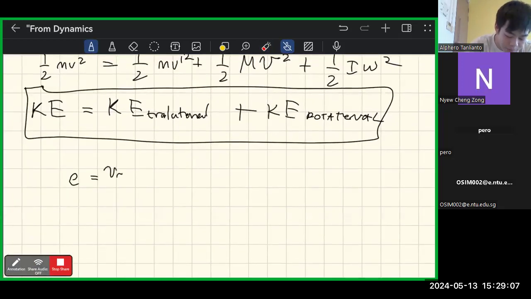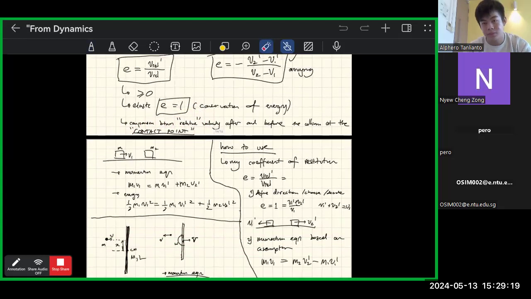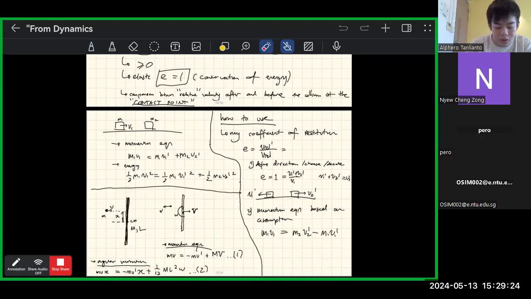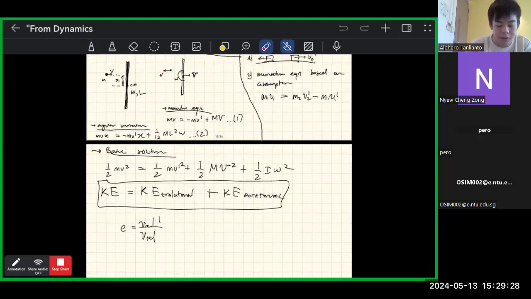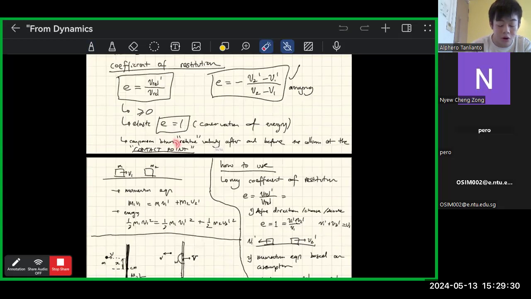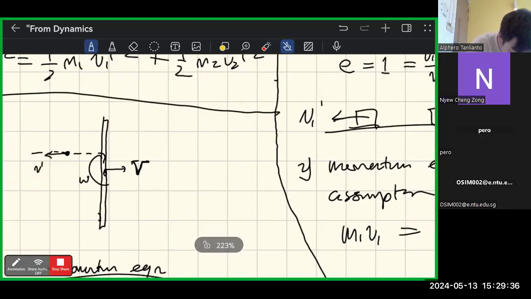It's V relative prime over V relative. Notice that in the definition I use, the key points are relative and contact point. This contact point part doesn't matter if you use it on a one-dimensional problem like this, but if it's a two-dimensional problem like this, it's important to notice that it's at the contact point. Where's the contact point? The contact point is on this part. This is the contact point.